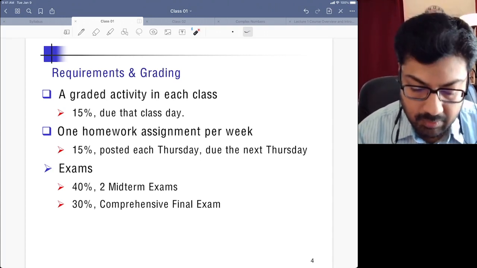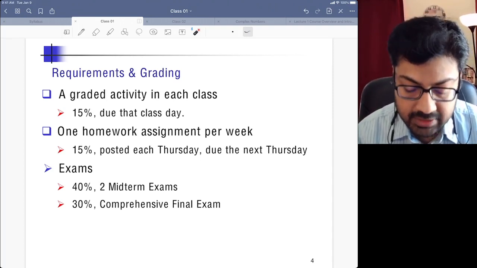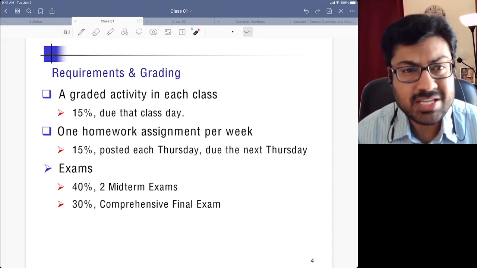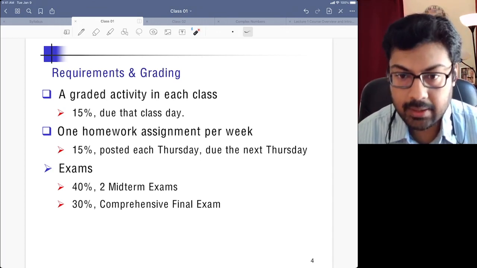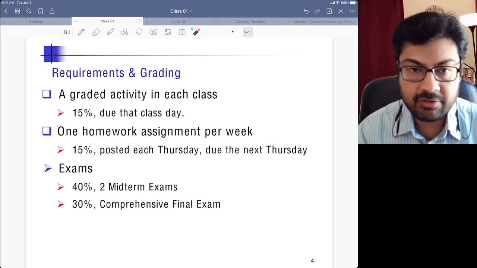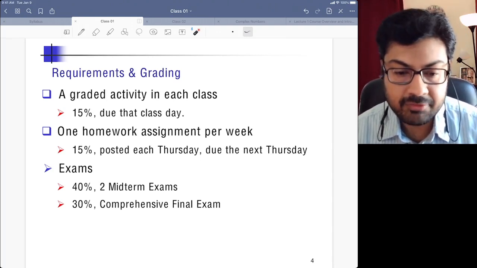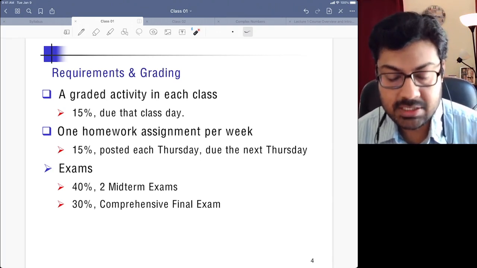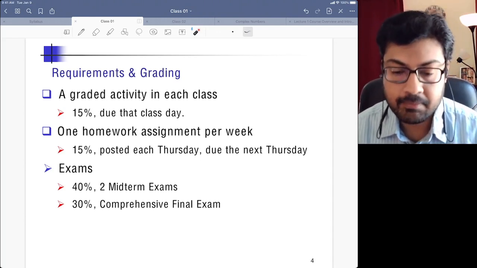Okay, let's see. What does the class consist of in terms of requirements and grading? There is a graded activity for each class. So every class, just as you had daily quizzes for COCO, this is a little bit more involved. We are going to call that class activities. What typically happens is I will use the first 1 hour or maybe 1 hour 15 minutes of the class for lecture. And then I will leave some time during the class for you to work on the activity, or at least get started on the activity.